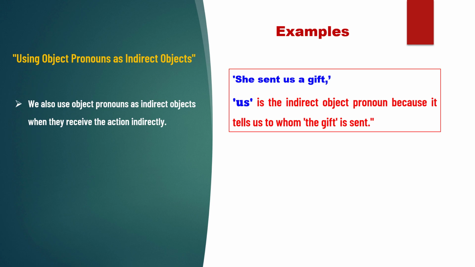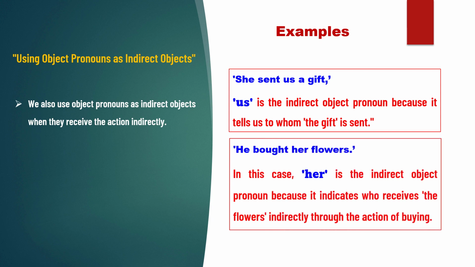Here's another one. "He bought her flowers." In this case, her is the indirect object pronoun because it indicates who receives the flowers indirectly through the action of buying.